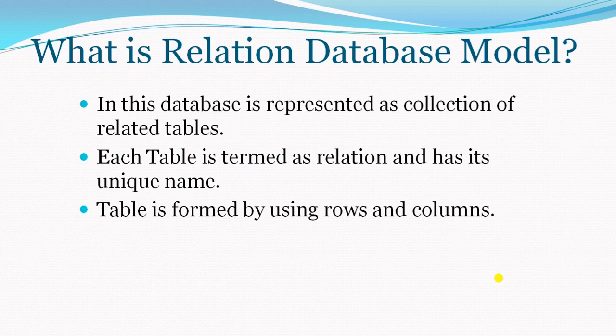These are the basic knowledge you need to have about what you are working with in MySQL. MySQL in Class 12 is totally about relational databases, where each table is known as a relation. As you can see, the database is represented as a collection of related tables. Each table is termed a relation and has its unique name. In a database, data are stored in a table in a row and column manner, and you all know that a table is formed using rows and columns, where the horizontal ones are called rows and the vertical ones are called columns. So let's move forward.